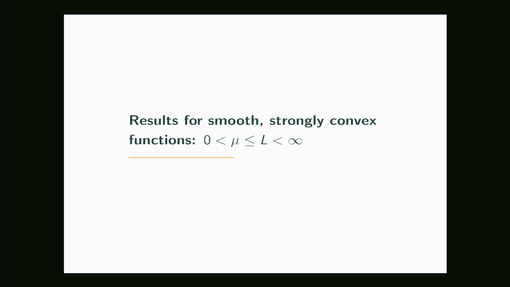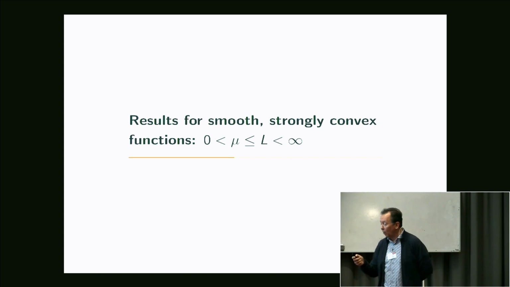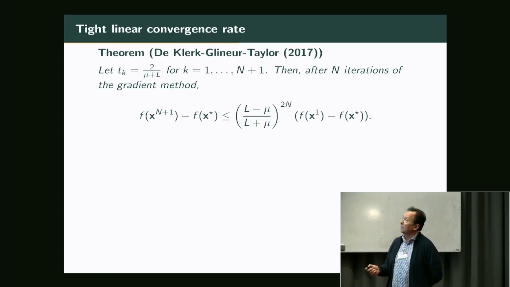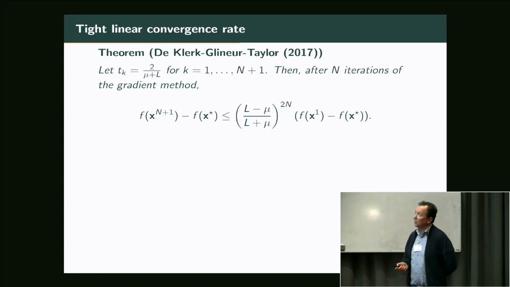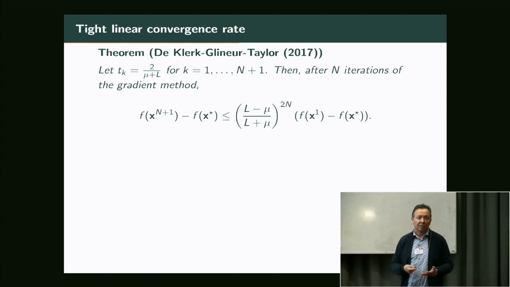Okay, so what can one then get as results for the worst case performance of the method of Cauchy for these functions? So we start with the case where mu is positive, and so we have a strongly convex function, and L is finite, so we have L-smooth strongly convex functions in this case. So what we could show in 2017 is you can then solve this semi-definite program in closed form, not just numerically, but you can get the closed form solution.